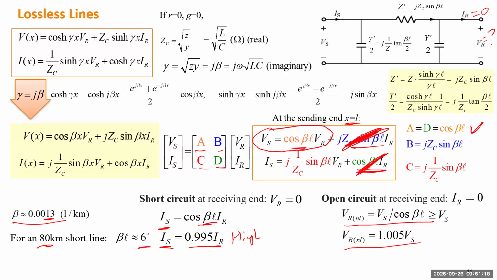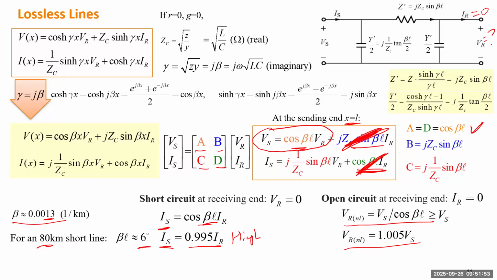How about open circuit? For open circuit, we explained we expect this factor to be close to 1, because cosine 6 degrees is very close to 1. So how close? It's 1.005. So the voltage increases a little bit, but very small, only maybe 0.5%. So it's not a big deal at all. If you operate a short line, it's fine to open the circuit on the load. If you want to do any maintenance, it doesn't cause any impact to the generator or the source at all.